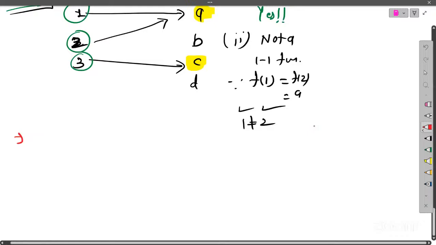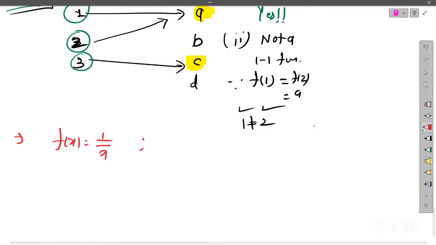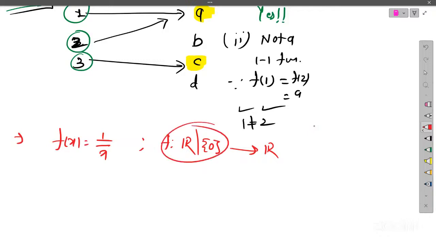So for example, if someone gives you f of x is equal to 1 by x, we have to define the domain also. Like a set A should be defined, right? So trivially we assume that the domain is the real numbers minus 0. If somebody says the domain is the real numbers, then 1 by x is not a function. Yes, correct. It is not a function because it is not defined for x equal to 0.